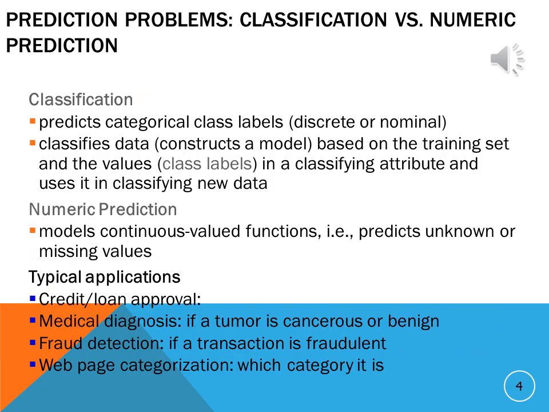Classification predicts categorical labels like yes or no. It builds a model using training data that maps input features to class labels. In contrast, numeric prediction predicts continuous values, like predicting the price of a house. Common applications of classification include credit approval, medical diagnosis, fraud detection, and content categorization.